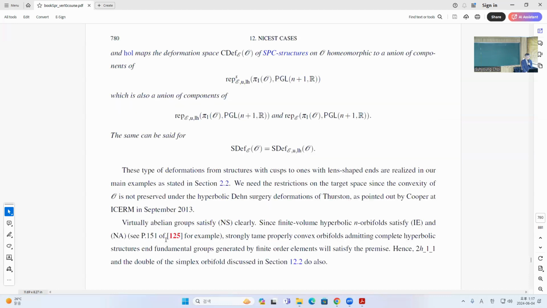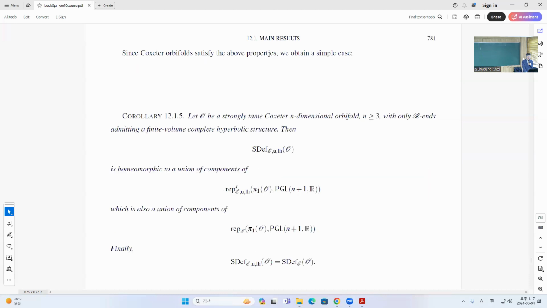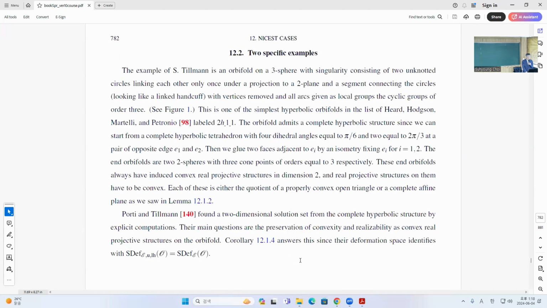So virtually abelian groups clearly satisfy NS. So finite volume hyperbolic orbifolds satisfy these conditions also. So you have the corollary that if you have a strongly tamed Coxeter orbifold admitting a finite volume complete hyperbolic structure, then this is the same as a component of these, which are also a union of components of these, and this is equal.